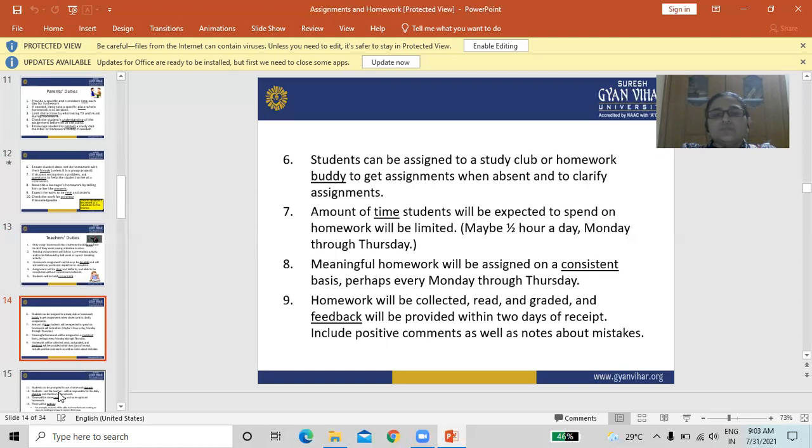The amount of time a student will be expected to spend on homework will be limited. Meaningful homework will be assigned on a consistent basis, perhaps every Monday through Tuesday.